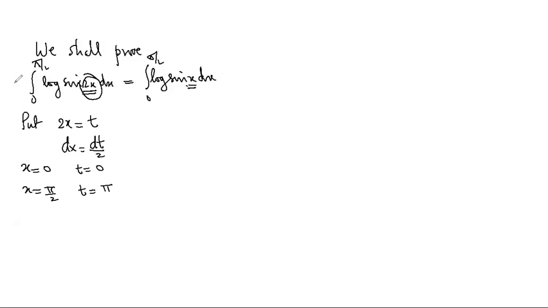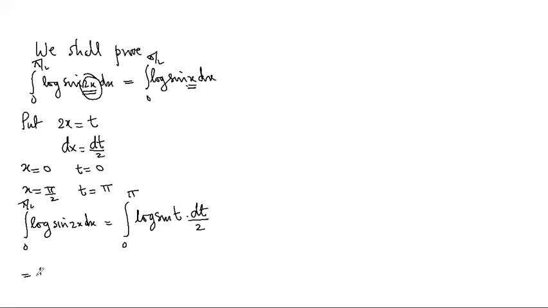Yes, sir. So I can write the left hand side, therefore, integral 0 to pi by 2 log sin 2x dx is nothing but integral 0 to pi log sin t into dt by 2, which is half times integral 0 to pi log sin x dx. Do you agree with this? Yes, sir. How did t suddenly become x? How did t become x?